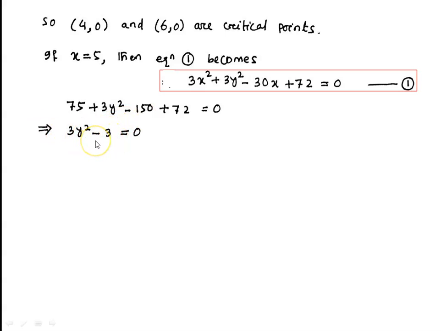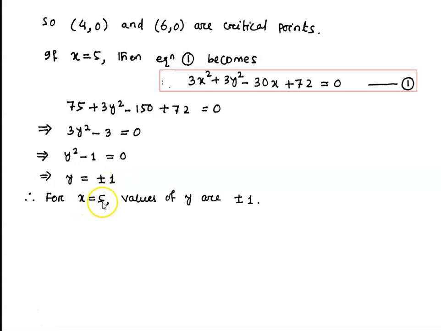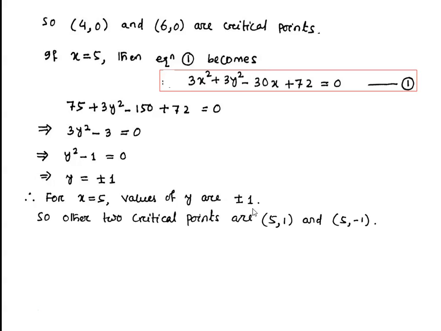Now taking 3 common, we have y square minus 1 is equal to 0. So either y is equal to 1 or y is minus 1. So here we have seen that if x is equal to 5, then the value of y is either 1 or minus 1. So here we have two more points. For x equal to 5, the value of y is 1 or minus 1. So we have (5, 1) and (5, minus 1) as two critical points.